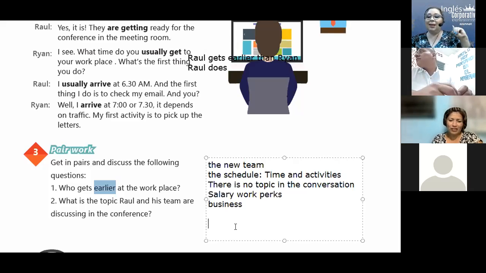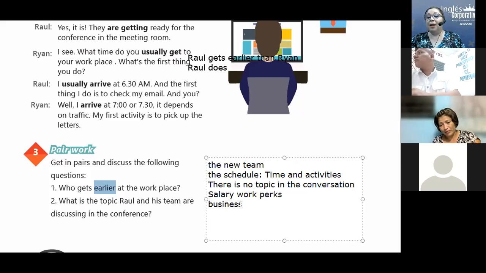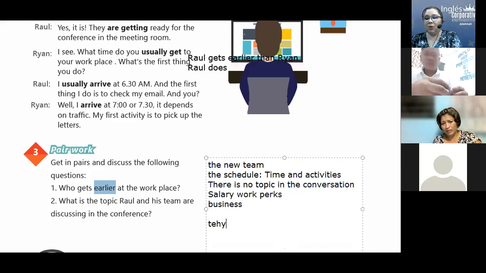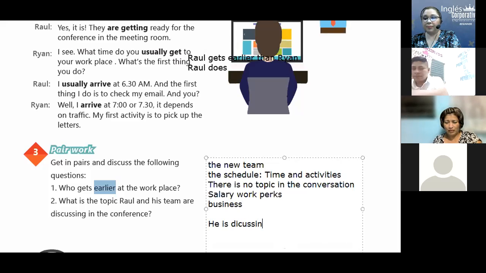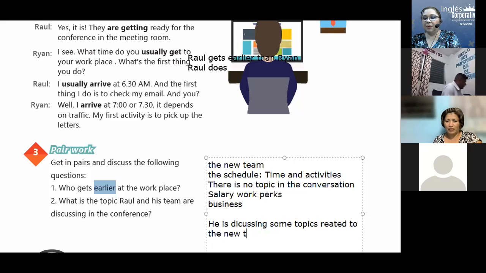Okay, Patty said and suggested that there is no topic in the conversation. Nestor said, for example, well, maybe they are going to talk about the salary work perks, right? Then we could say, okay, so they, or he in this case, right? Because it's Raul, he is discussing some topics related to the new team activities and time. Okay, or we could say schedule activities.